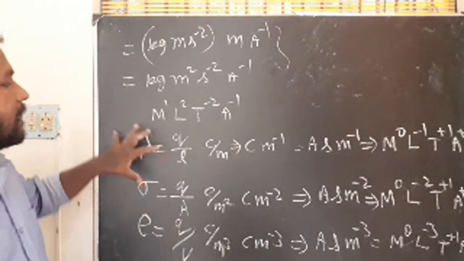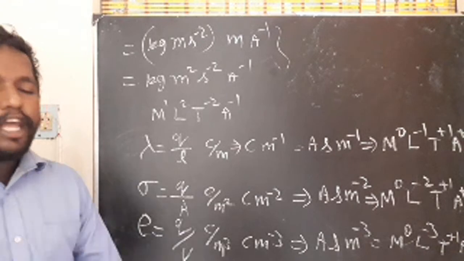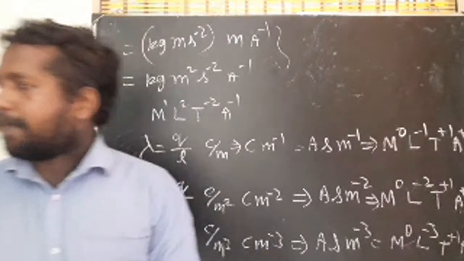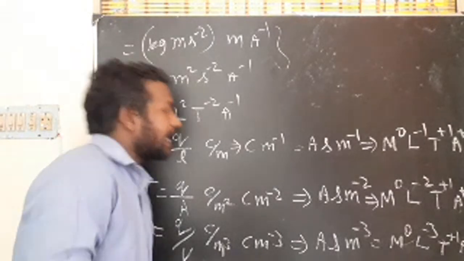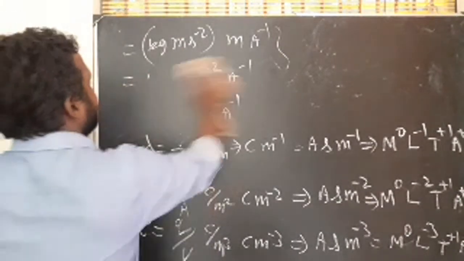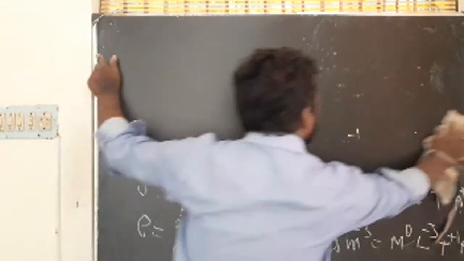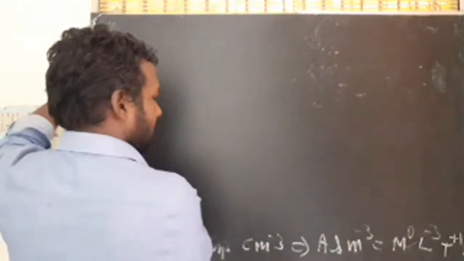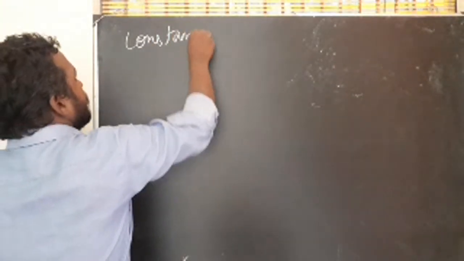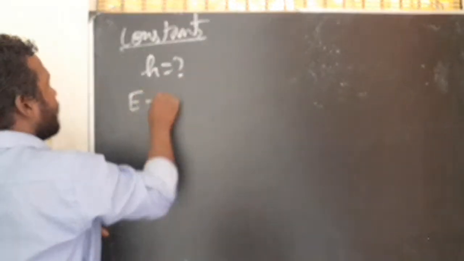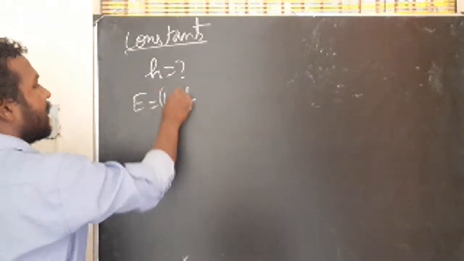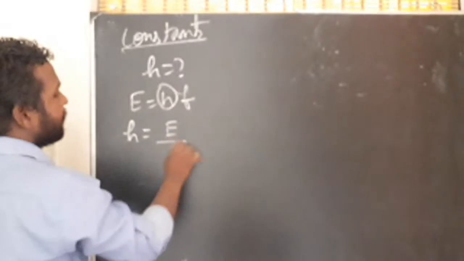Now we have learned charge density. Then we are going to do all the constant terms, their SI unit and dimensional formula. In 2 minutes I'll come back and start with all the constants. First constant terms: the Planck constant we will take. Energy is equal to Planck constant times frequency, so Planck constant is equal to energy divided by frequency. Now we are going to calculate the dimensional formula for this constant.